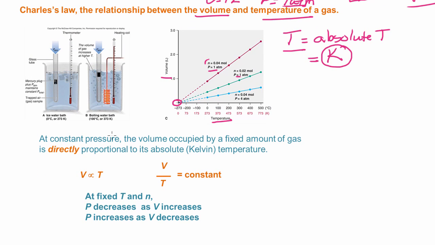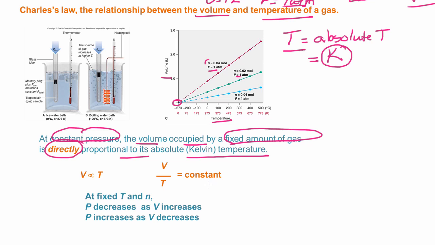So Charles's Law, and now this is going to be at constant pressure, again a fixed amount of gas. The volume occupied by that fixed amount of gas is directly proportional to its Kelvin temperature. So again, we have the proportionality. We can rearrange this to volume over temperature is equal to a constant. And again, this is a fixed pressure and fixed amount of gas.